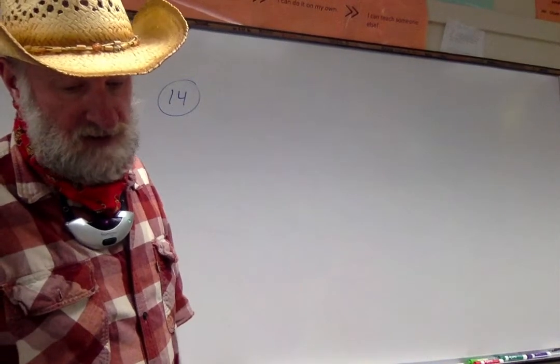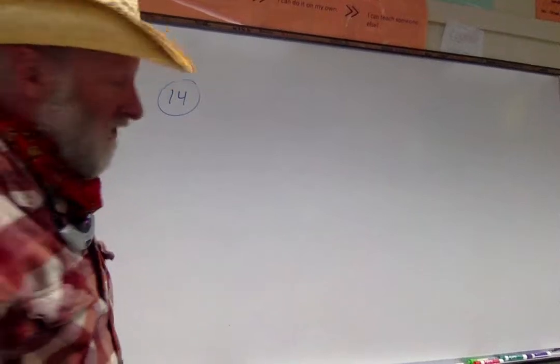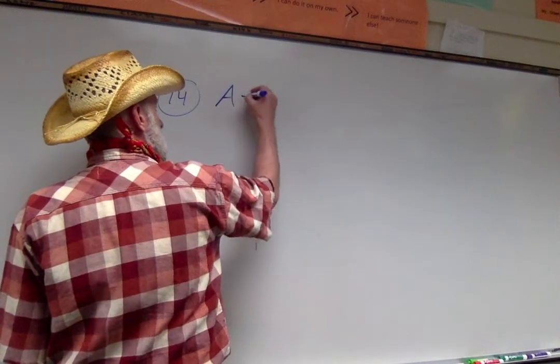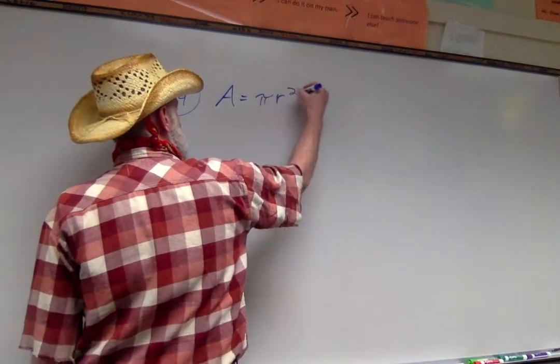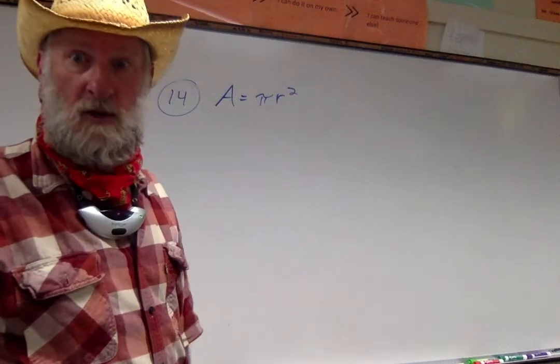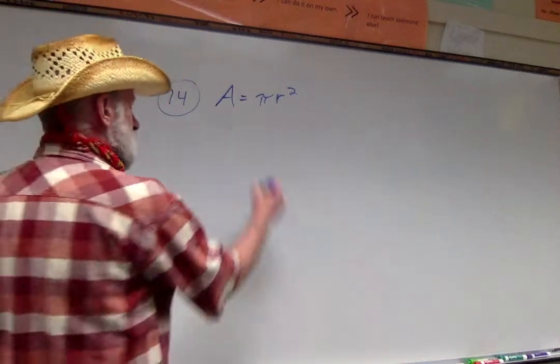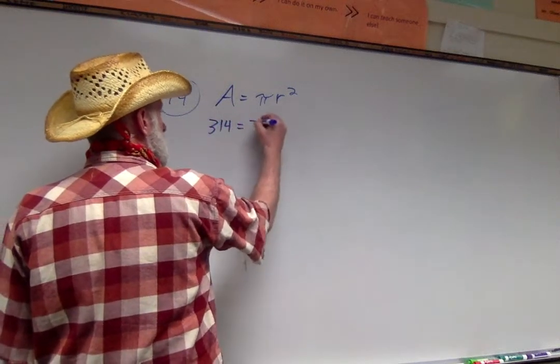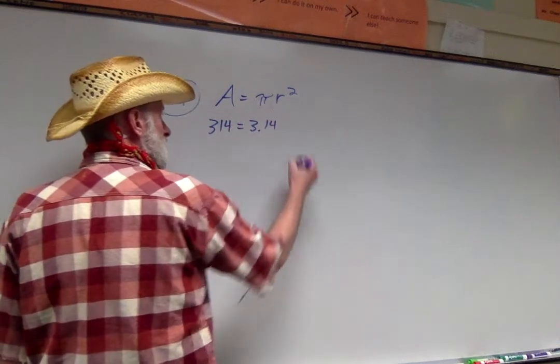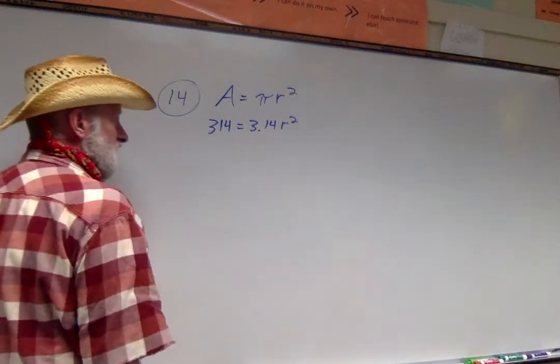The area of a circular pool is 314 square feet. Well, to find the area of a circle, it's pi times the radius squared. Don't be afraid to look that one up, everybody. You got a computer. So the area is 314. I know pi is 3.14. I don't know what the radius is.